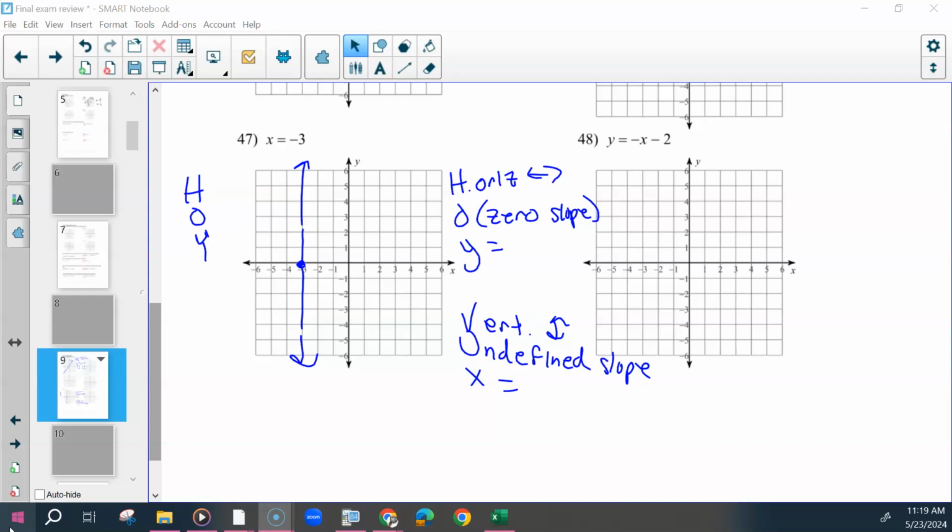If you remember, this is an x equals, which means it has to be a vertical line, and you would draw a vertical line through that point. Did we have any other graphing questions before we go on to intercepts? Questions on 2.4?